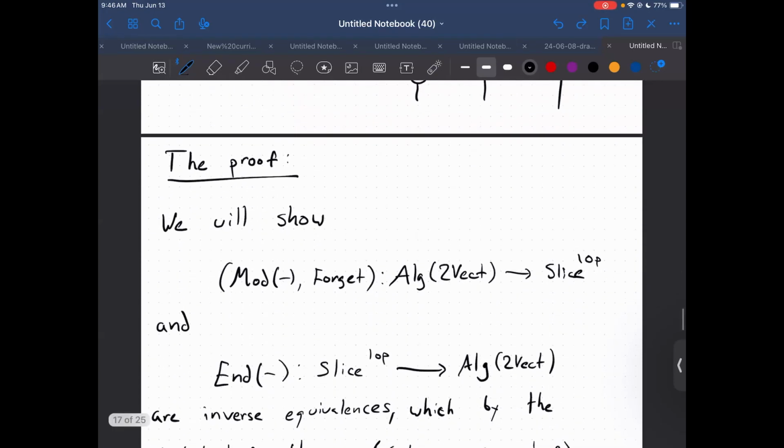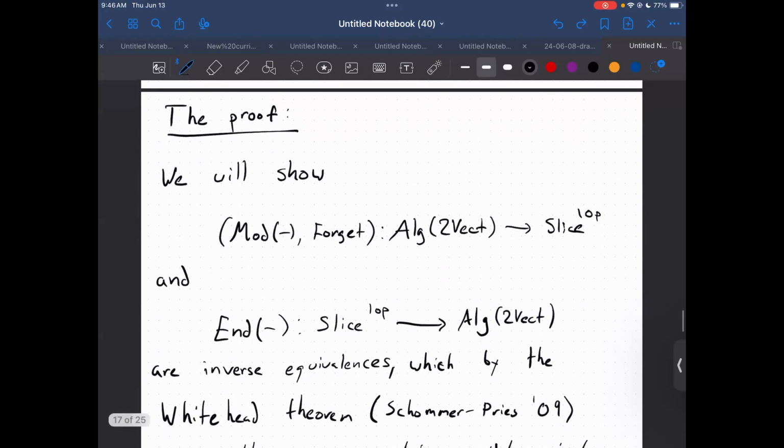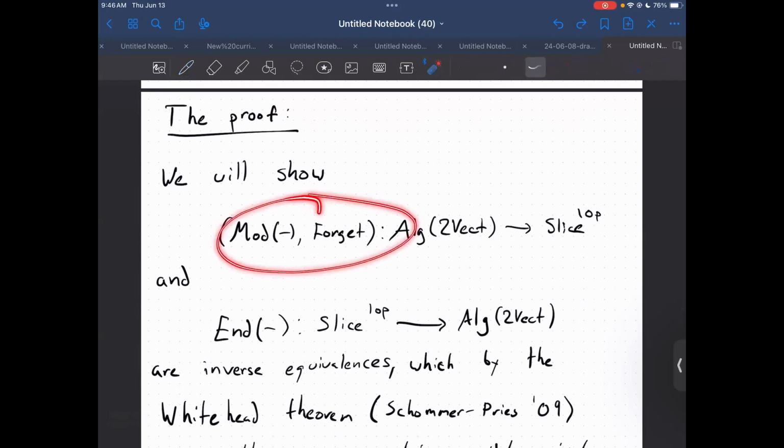Okay, so as I planned, we want to show that these two functors are inverse equivalences. By the Whitehead theorem, I just have to show that they're equivalences of underlying functors, and then the symmetric monoidal structure comes for free because we know that this functor here is already symmetric monoidal.